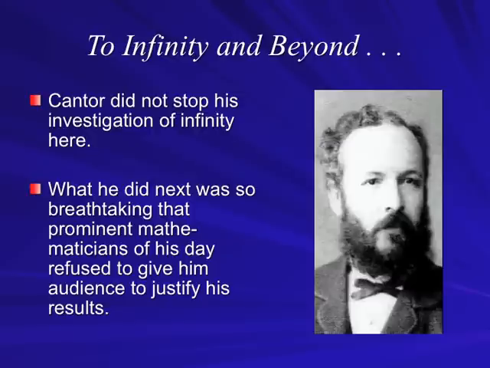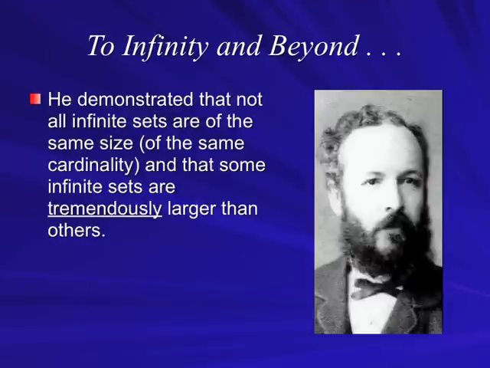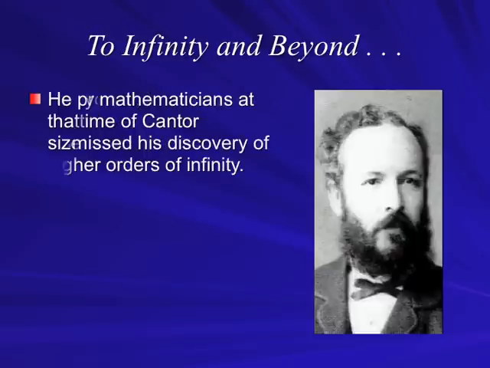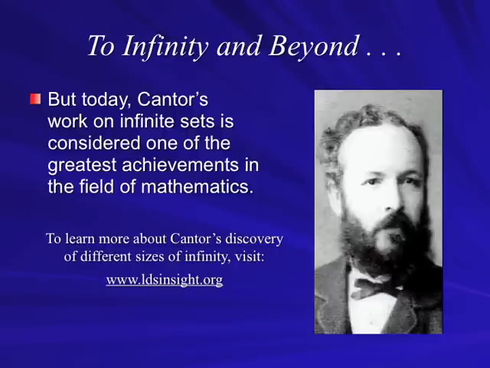What he did next was so breathtaking that prominent mathematicians of his day refused to give him audience to justify his results. He demonstrated that not all infinite sets are of the same size, of the same cardinality, and that some infinite sets are tremendously larger than others. He proved, in other words, that there are different sizes of infinity. Many mathematicians at the time of Cantor dismissed his discovery of higher orders of infinity. But today, Cantor's work on infinite sets is considered one of the greatest achievements in the field of mathematics.